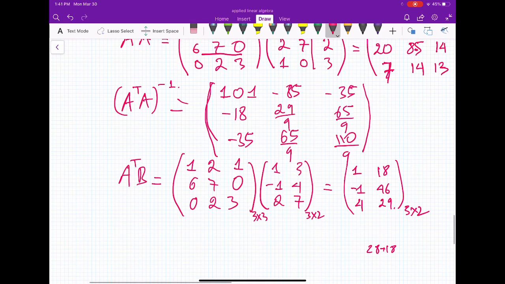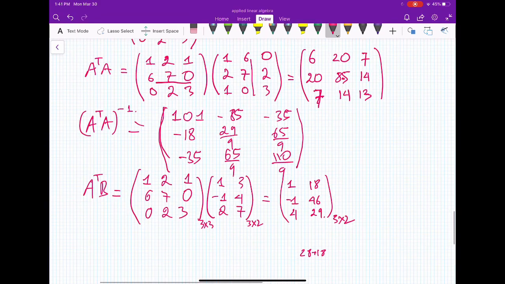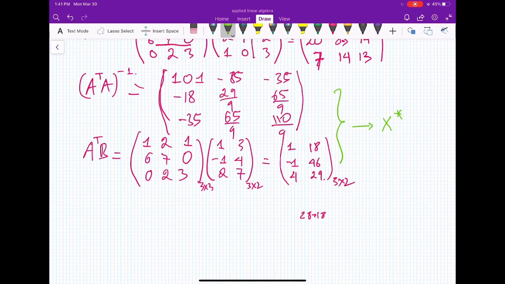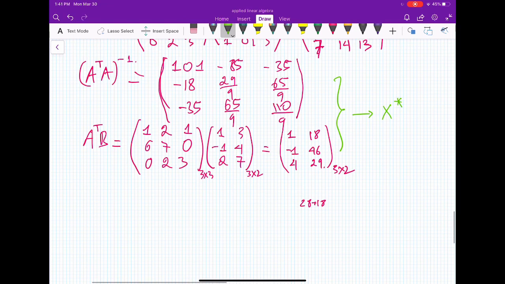And now we just multiply these two matrices, and we get the answer we need. Okay, so basically we need to multiply these two guys. We get x star. Make sense? The matrix is not good. Maybe we can use a calculator. Okay, let's try to use a calculator here online.